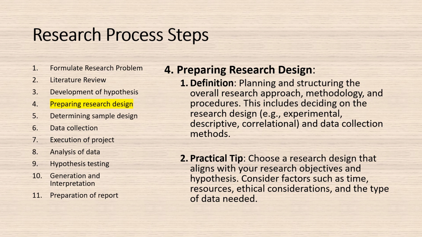Research process steps: 4. Preparing research design. Definition: planning and structuring the overall research approach, methodology, and procedures. This includes deciding on the research design, e.g., experimental, descriptive, correlational, and data collection methods. Practical tip: choose a research design that aligns with your research objectives and hypothesis. Consider factors such as time, resources, ethical considerations, and the type of data needed.